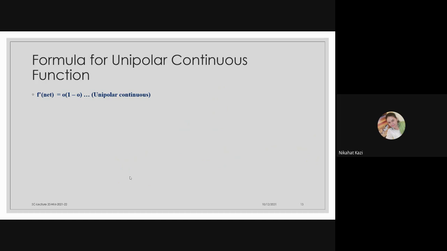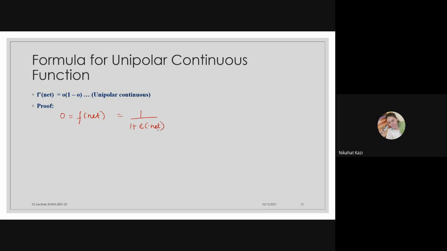Similarly, if we are going to use the unipolar continuous activation function, then the derivative is O times (1 minus O). So can you prove this as an exercise? What is f dash of net? I'm just writing the f of net for you. O is f of net, and in this case, it is unipolar continuous, so it is 1 upon 1 plus e raised to minus net.